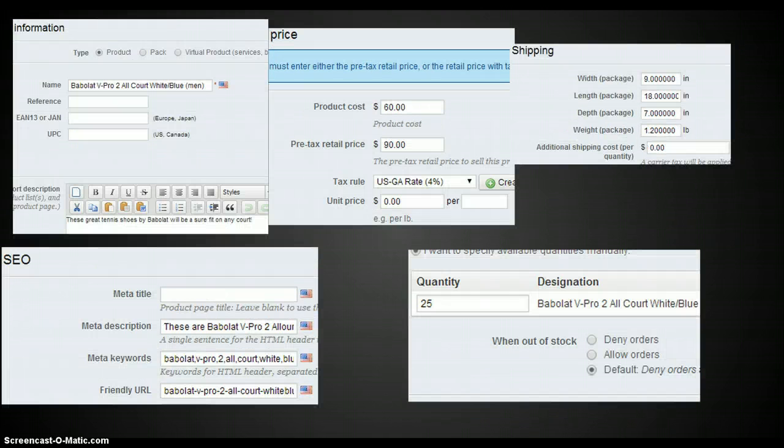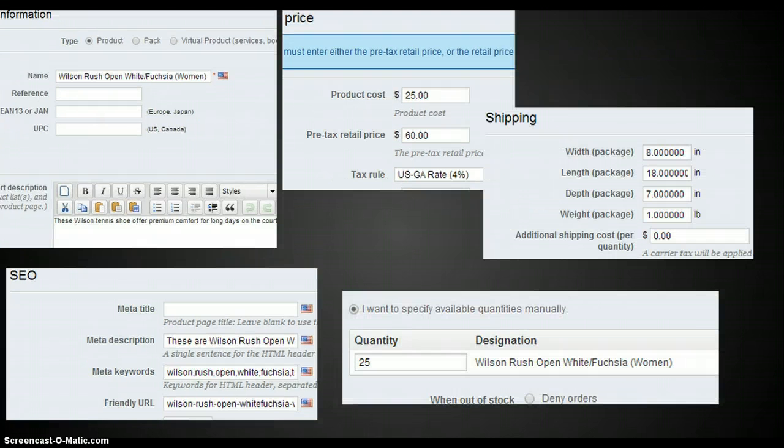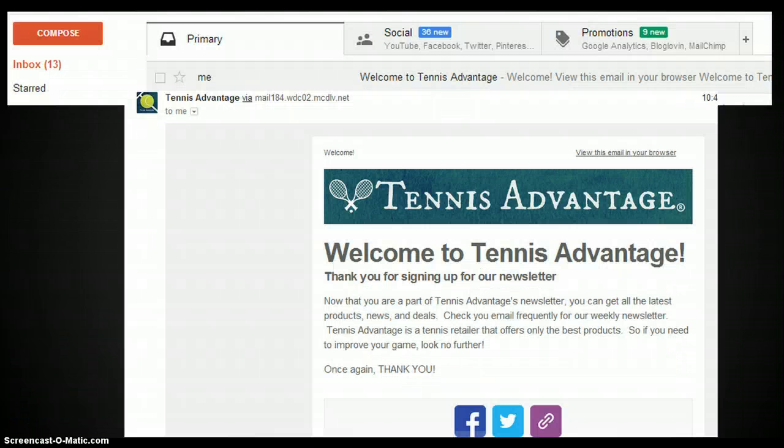Next is the Babolat V-Pro 2 All-Court Tennis Shoes. These are men's. They cost 90. Shipping information, there's my SEOs, and I only got 25 of these. And then I have the Wilson Rush Open White/Fuchsia. These are women's. Those cost 60. There's shipping information and my SEOs, and I only got 25 of those as well.